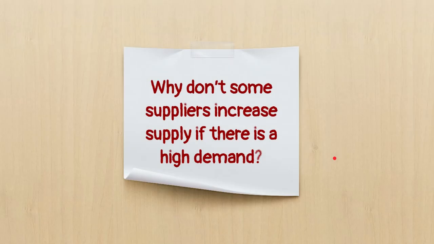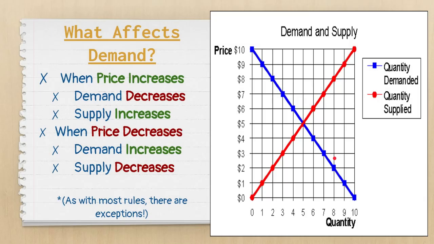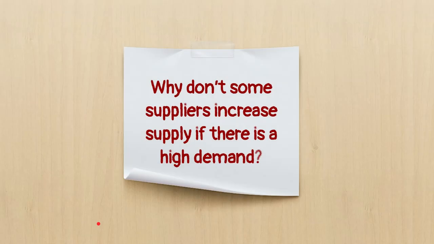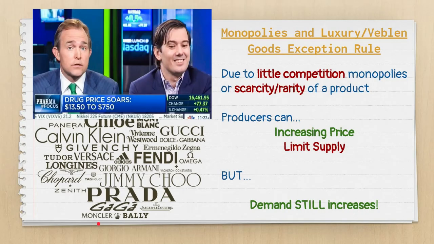And here's a perfect example. Why don't some suppliers increase supply if there is a high demand? Because like we've learned previously, as demand increases, it'll increase when price decreases. So demand's going to increase only when price decreases. However, there are exceptions to this rule. So what are those exceptions? Well, here we go. They're called monopolies, luxury, or Veblen goods.